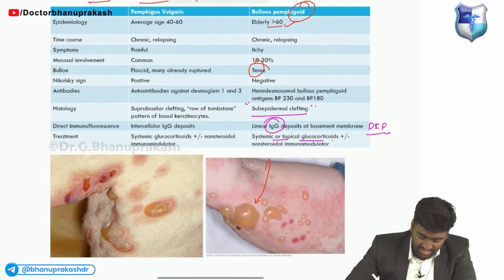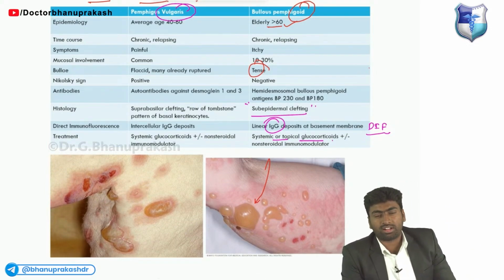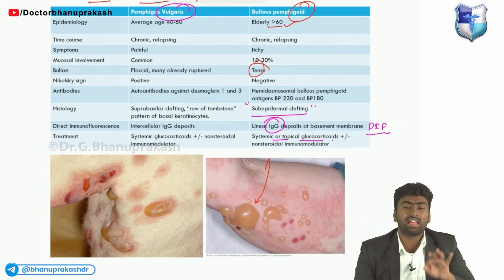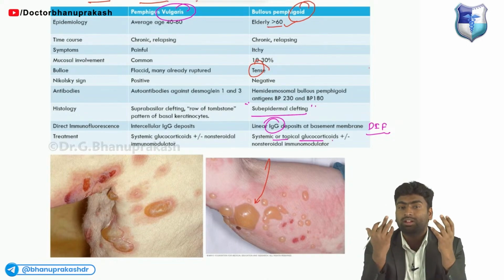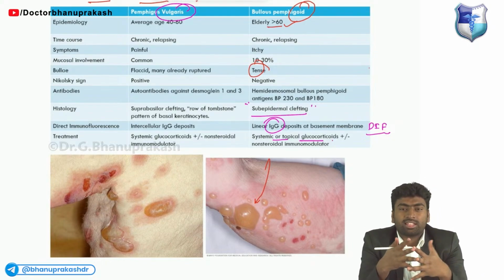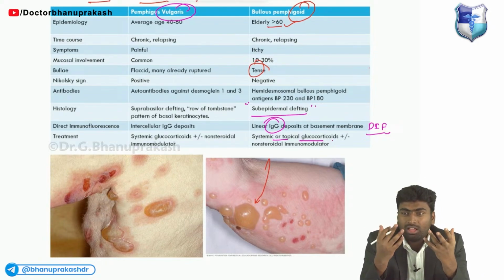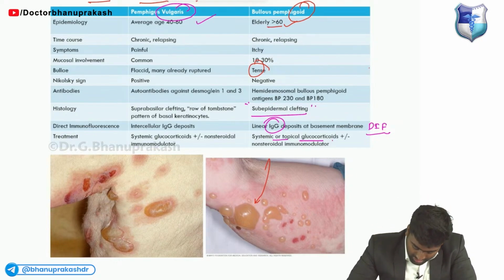Fine. And the next condition is known as Pemphigus vulgaris. There are two Pemphigus group of disorders: one is Pemphigus foliaceus, another one is Pemphigus vulgaris. Remember, vulgar words come out of your mouth. So remember, in the case of Pemphigus vulgaris, your mouth or oral mucosa will be affected.